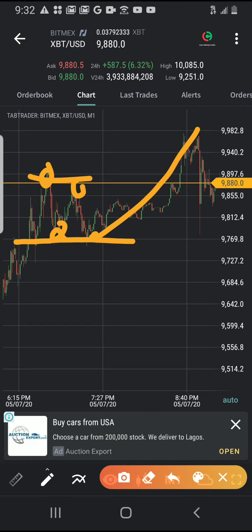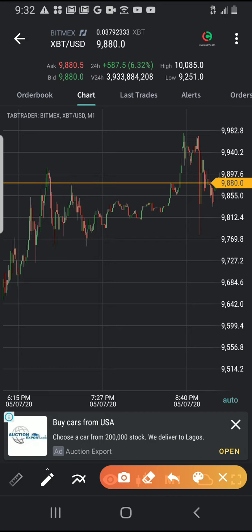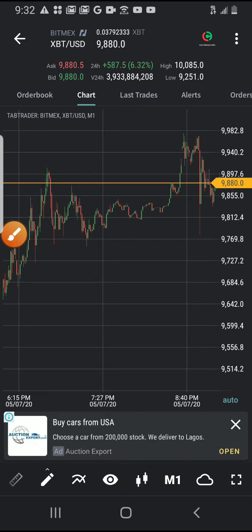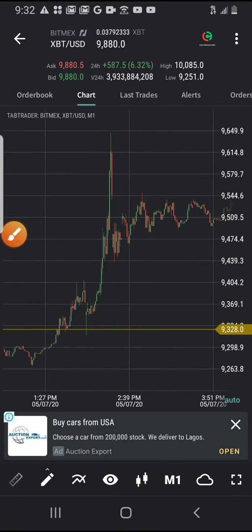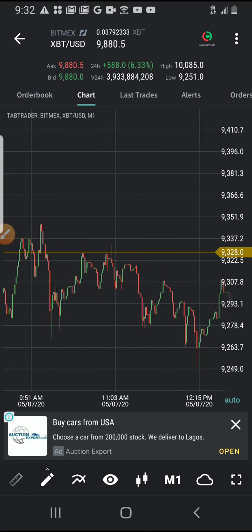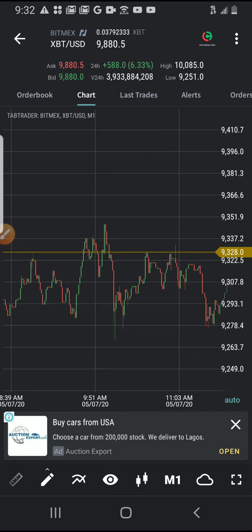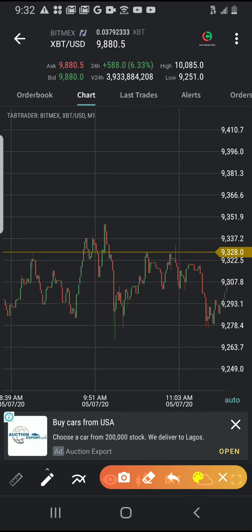So on any time frame you are on, you must identify the support and resistance. Now that's the 9,003 resistance we talked about here.